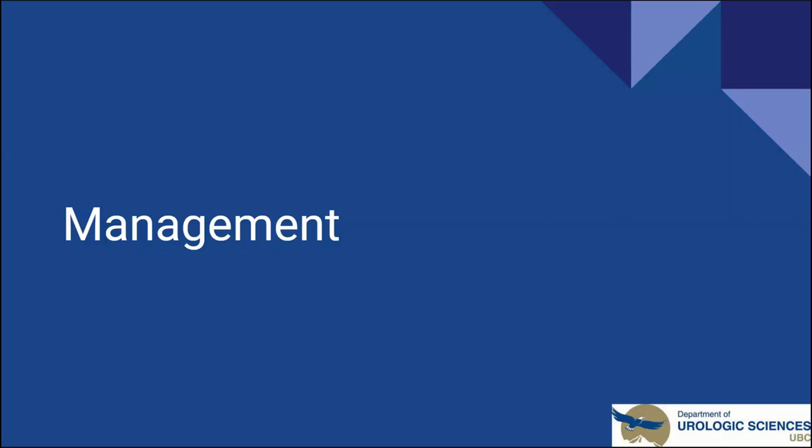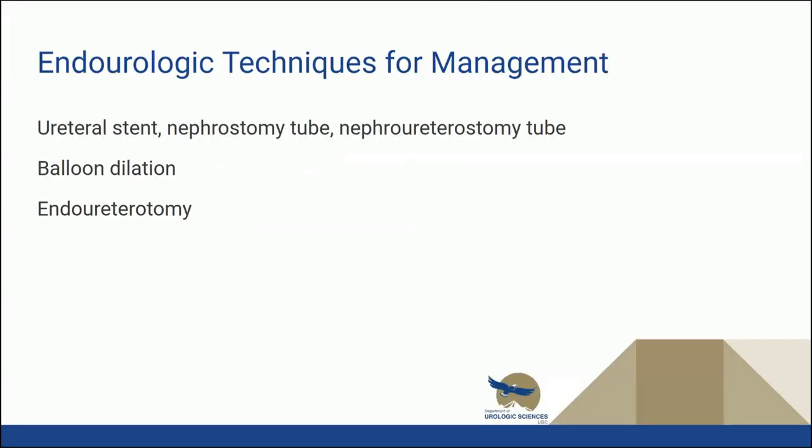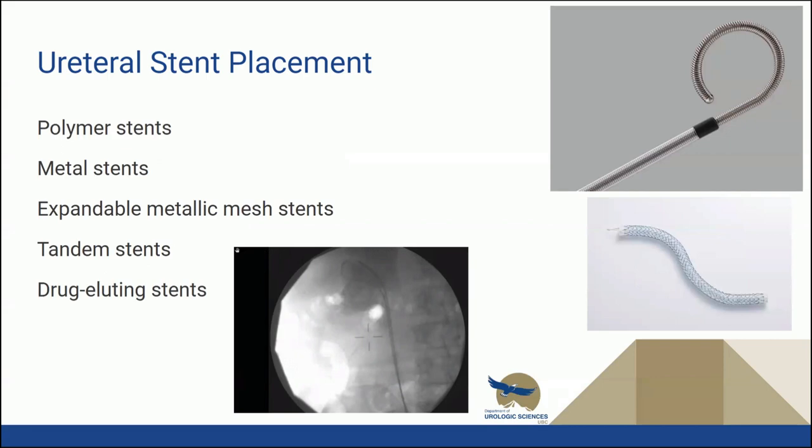And finally, management of ureteral stricture. So there's endourologic techniques, stenting versus urinary diversion in the form of nephrostomy tube. There are options with balloon dilation as well as endoureterotomy. Ureteral stents, there's various stent technologies that are available at our disposal, polymer stents, metal stents. There's tandem stents that we can use, as well as a bit of a discussion on drug-eluting stents.